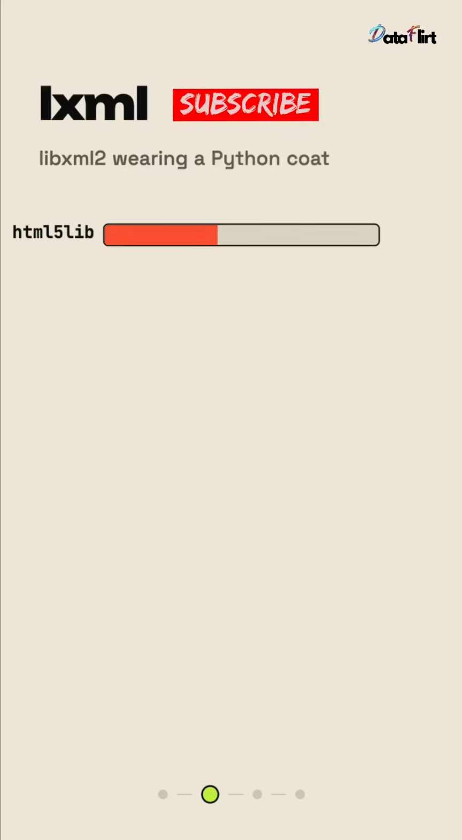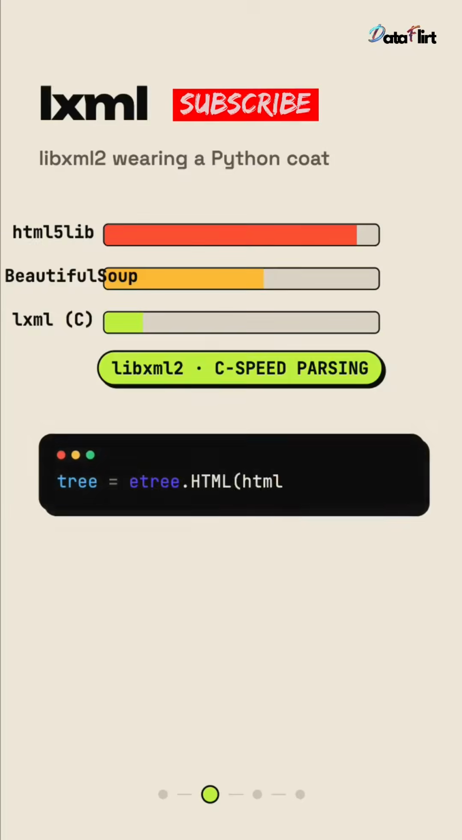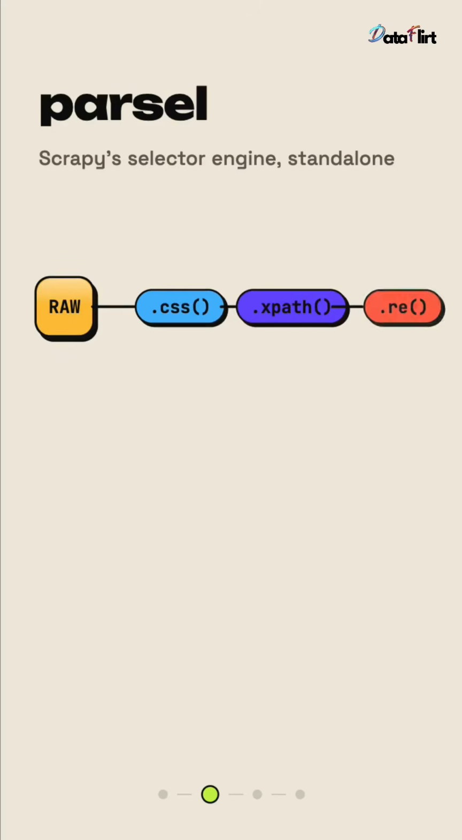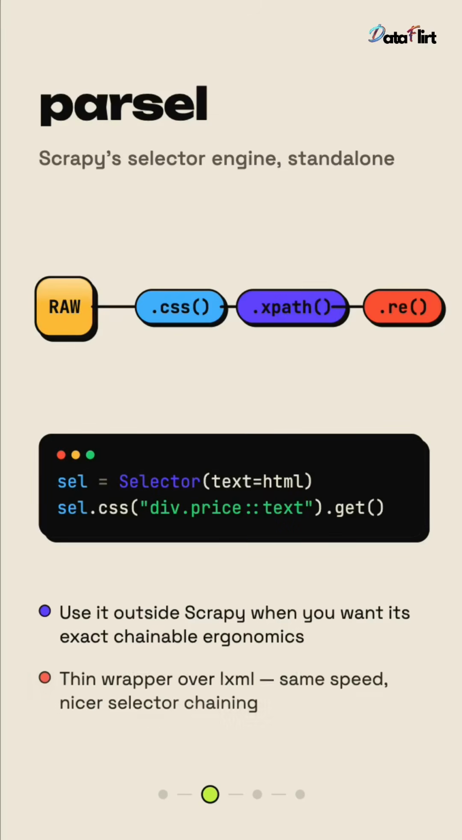lxml is libxml2 in Python, 10 to 20x faster, and it is a C engine powering Scrapy and Parsel underneath. Parsel is Scrapy's standalone selector engine. It helps you chain CSS and XPath based selectors and even regex in one single line.